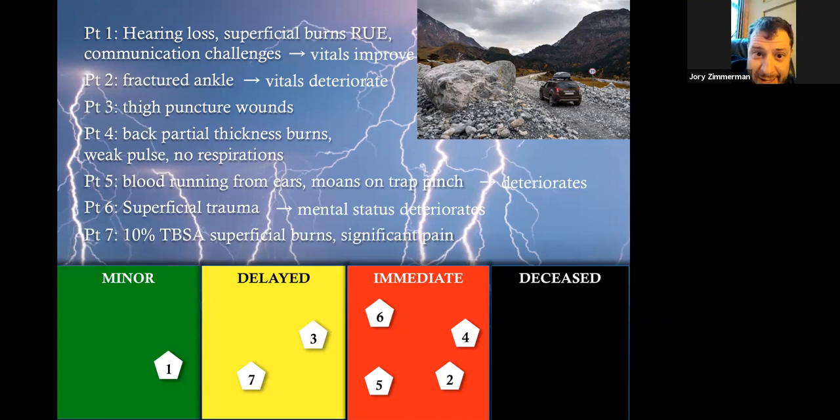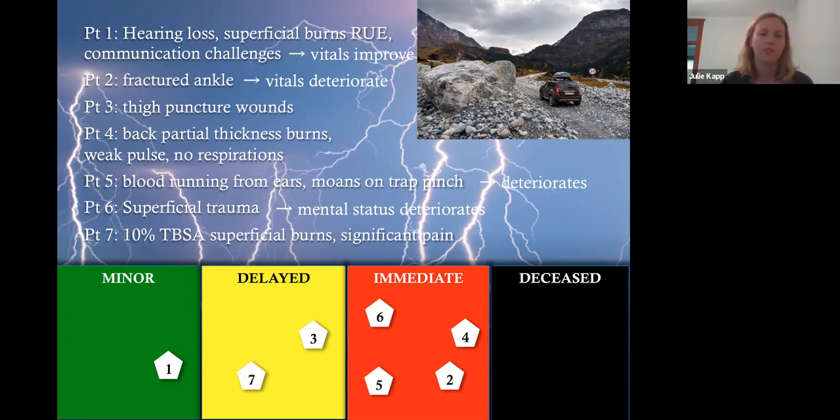I'm not gonna lie. Partial thickness, partial post no respirations, but he regained ROSC. 5 or 4. 2 is the fractured ankle. I say 5 or 4. That's my vote. Do we know how much the vital signs have deteriorated?